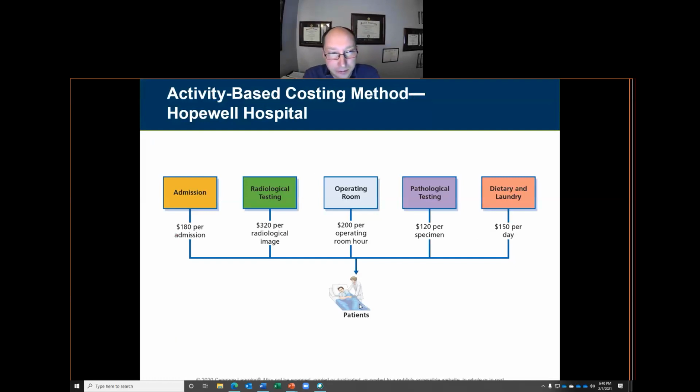Okay. So here's the allocation. The hospital allocates $180 per admission. $320 per radiology image. $200 per hour for the operating room use. $120 per specimen for pathology. And $150 per day per patient for dietary and laundry. We allocate based off of the usage, right? Activity-based costing.